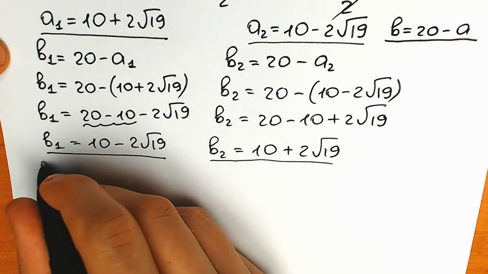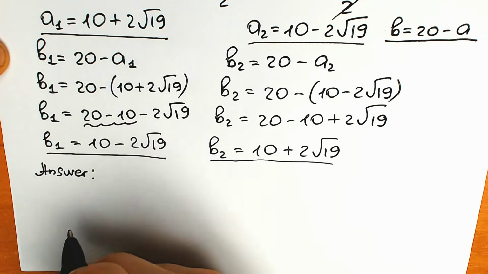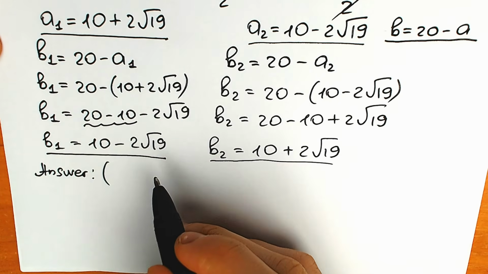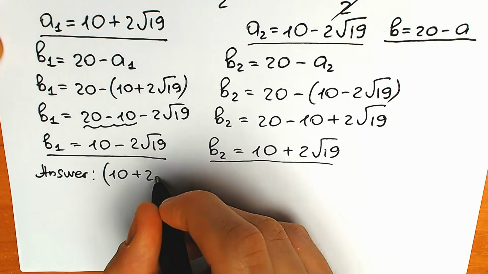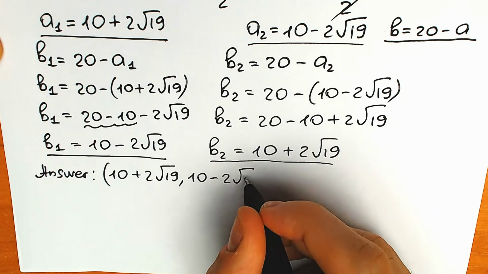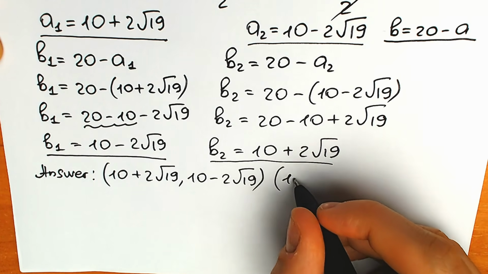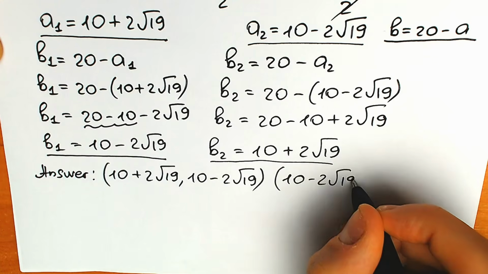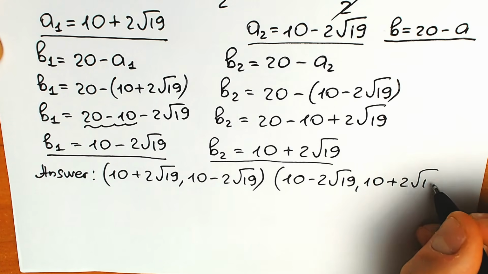So right now let's write our answer, and in the end we're going to check our roots real quick. So our answer to this question. First of all, our first pair, a first, b first: 10 plus 2 square root of 19 and 10 minus 2 square root of 19. And the second pair: 10 minus 2 square root of 19 and 10 plus 2 square root of 19.